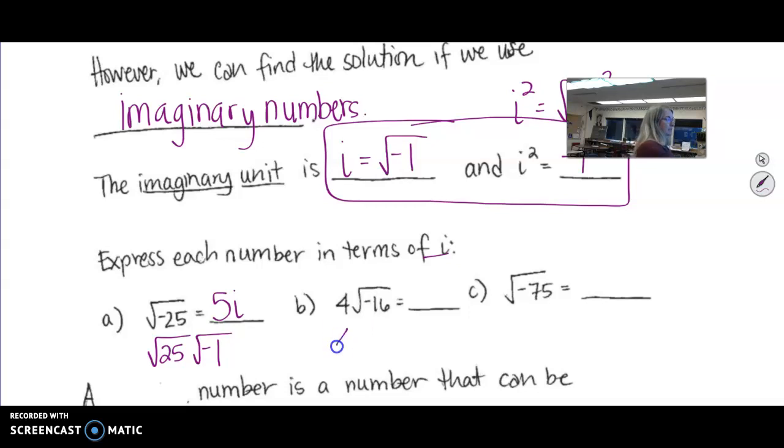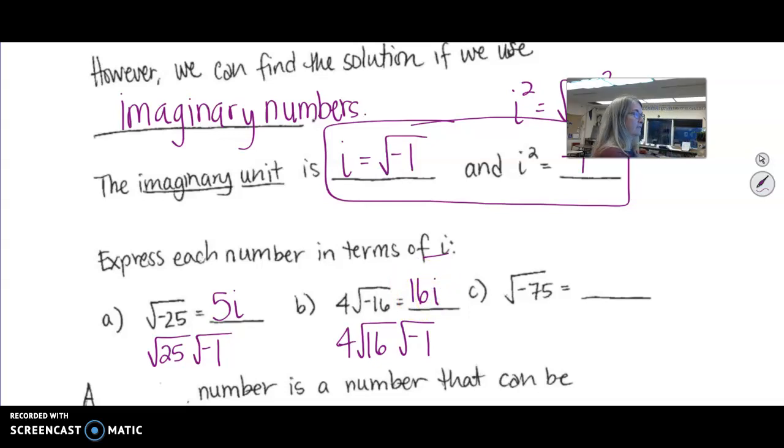All right, so then we have 4 times the square root of negative 16. Why don't you try to do this one? Pause it and come back. We have 4 times the square root of 16, which is 4. So 4 times 4 is 16, and then our square root of negative 1, again, is i.